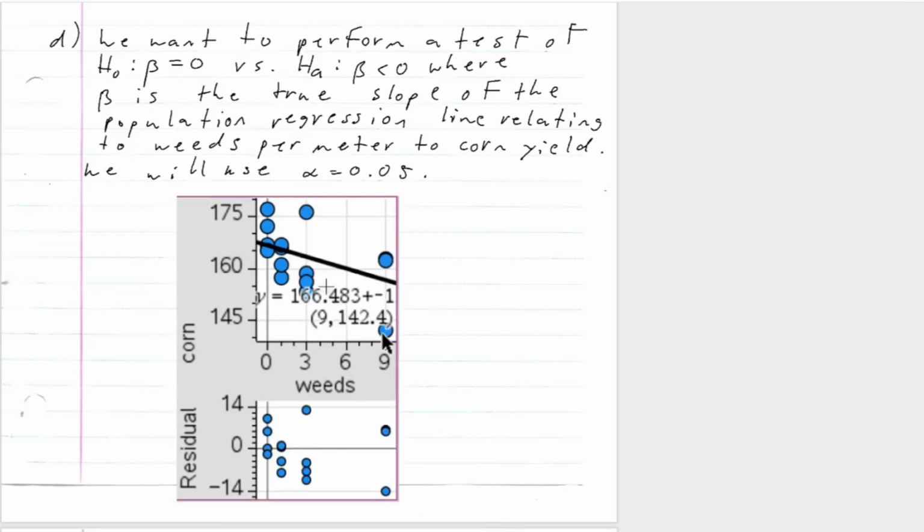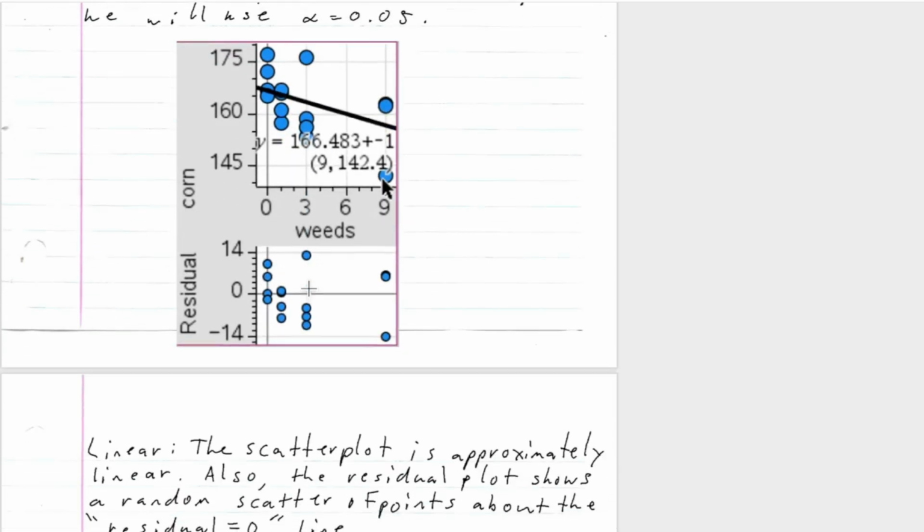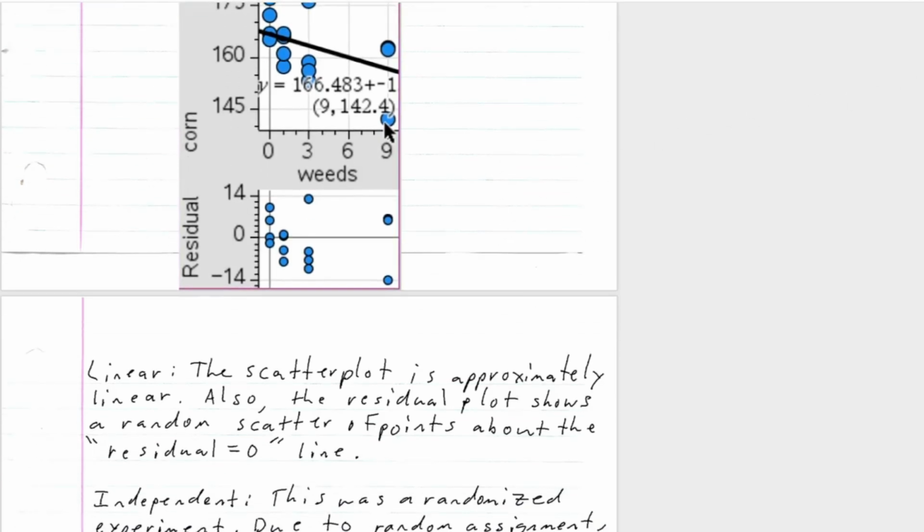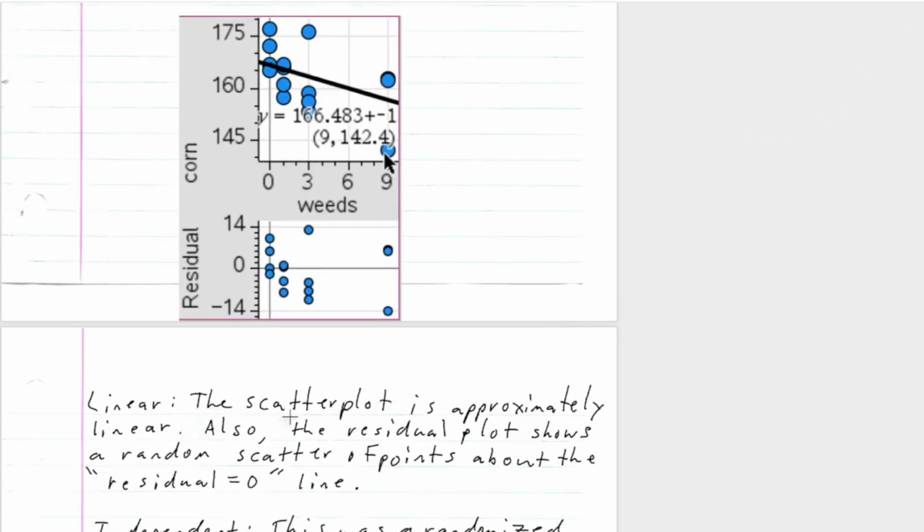Okay, so there's our data here, right? So we can talk about it a little bit. So let me scoot it down a little bit. So the scatter plot is approximately linear, right? Also, the residual plot shows a random scatter of points about the residual equals 0 line. See that residual equals 0 line? There's a random scatter of points, right? So this is a good sign for linearity, right?